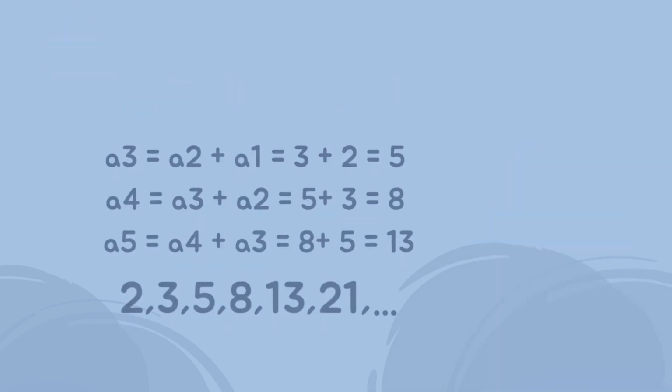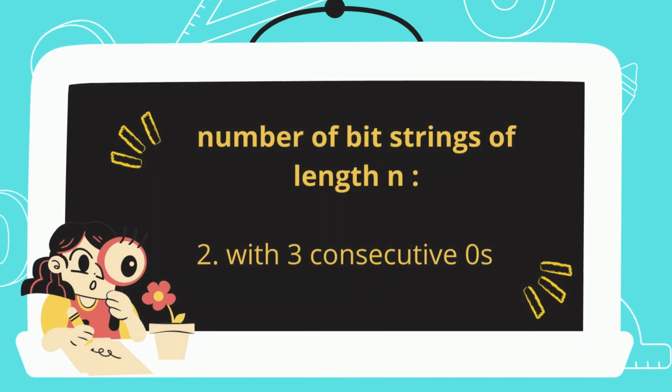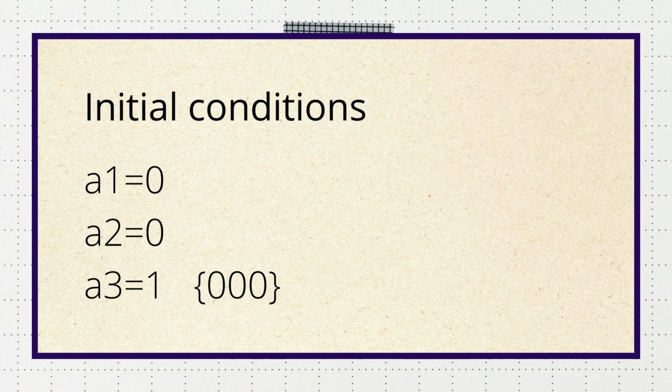Now we move to the second question, and in this question, we have to find the number of bit strings of length n that have 3 consecutive zeros. The initial conditions for A1 and A2 are both 0, because we cannot have 3 digits if the length is 1 or 2. And for A3, there's only one option, which is 000.